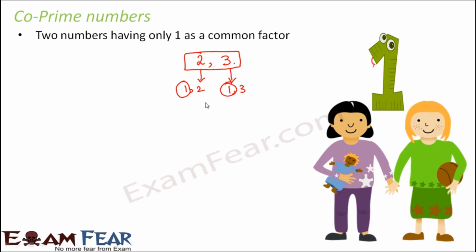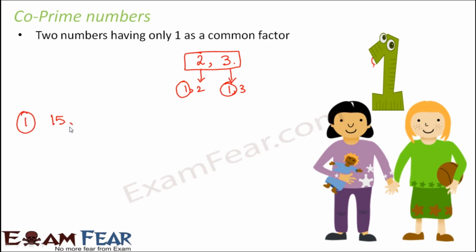Now, the moment 1 is the only common factor between two numbers, that itself proves that there are chances that these two numbers could be coprime numbers. These two numbers are prime numbers. Now, it is not always necessary that they have to be prime numbers. Now, I will give you certain examples.